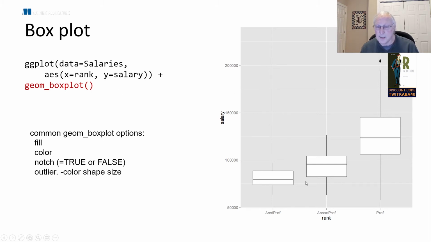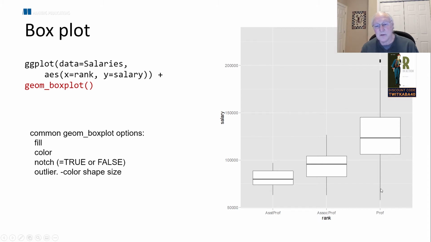And in a box plot, the center dark line is the median for that group. The upper line in the box is the 75th percentile. The lower line in the box is the 25th percentile. And you've got 50% of the data within the box.